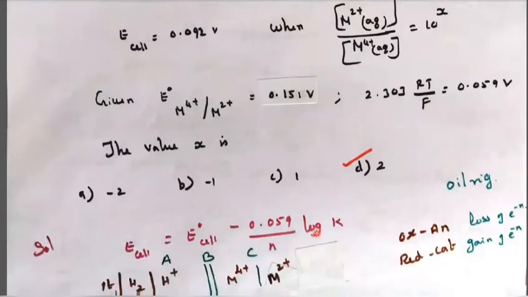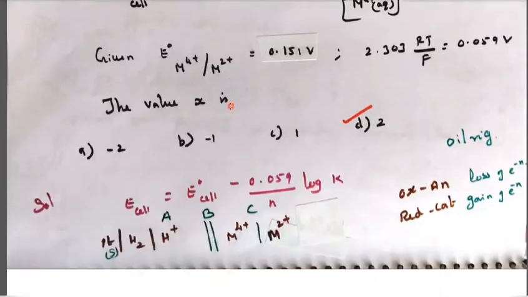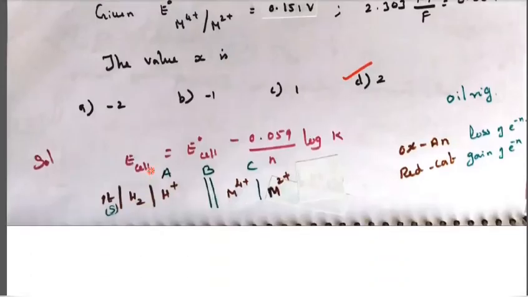So first we should write down the cell notation. According to the Nernst equation, the EMF of the cell, E cell, is equal to the standard EMF of the cell, E0 cell, minus 0.0591 divided by n, log K, where n is the number of electrons involved in the reaction. So platinum solid, hydrogen in H plus, salt bridge, and M4 plus in M2 plus.